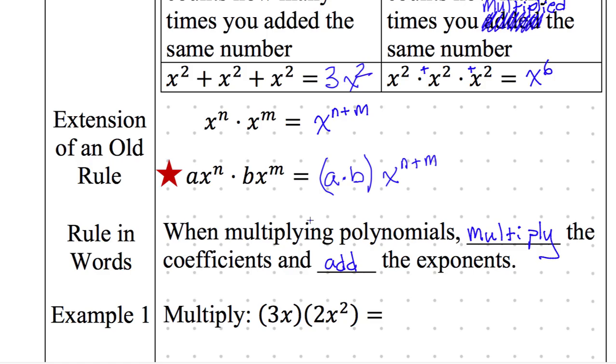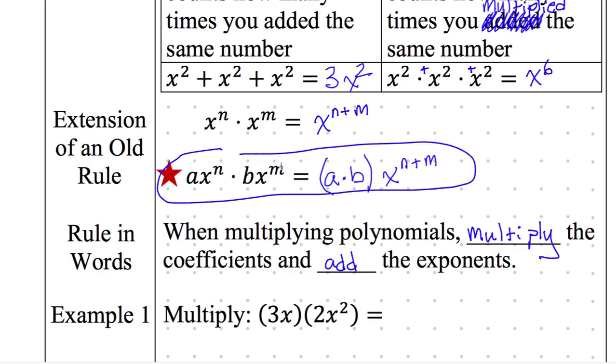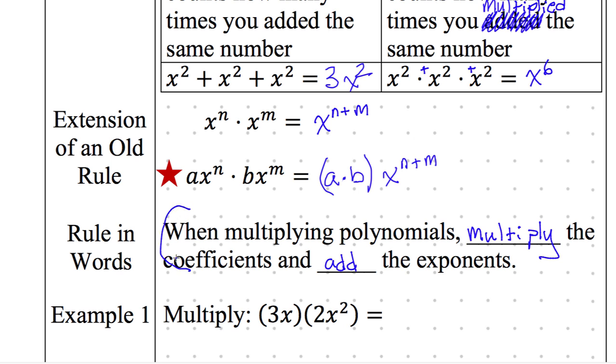So if you don't like memorizing a bunch of symbols, maybe you would rather memorize the words. One of these 2 rules you have to have memorized. I personally prefer words because it's easier to memorize. A bunch of symbols kind of looks hard to memorize.